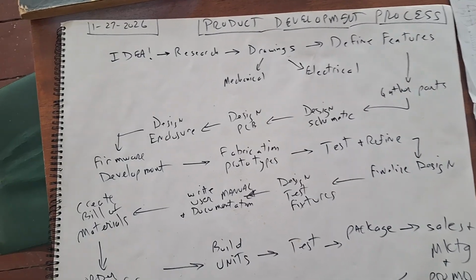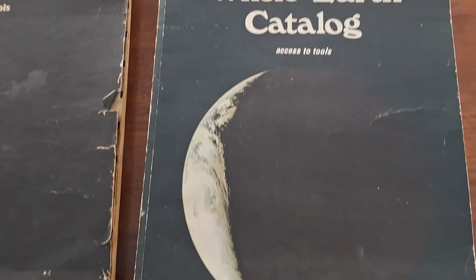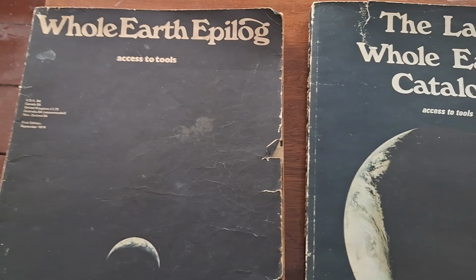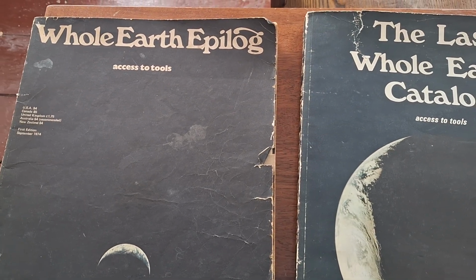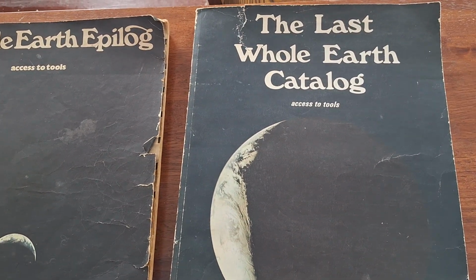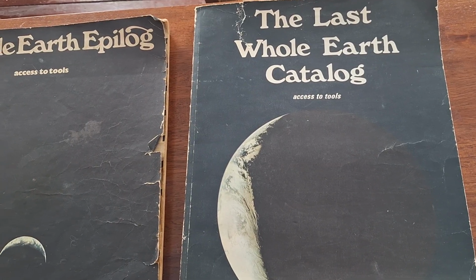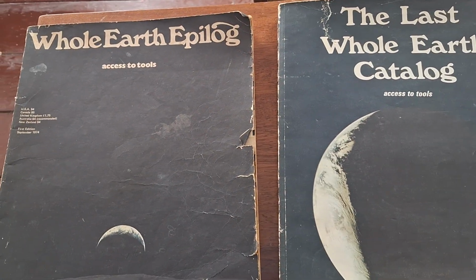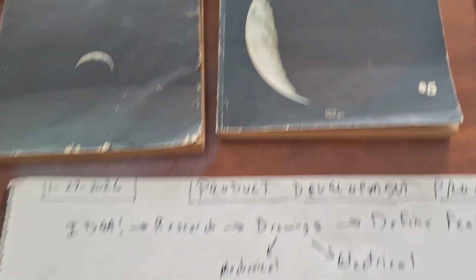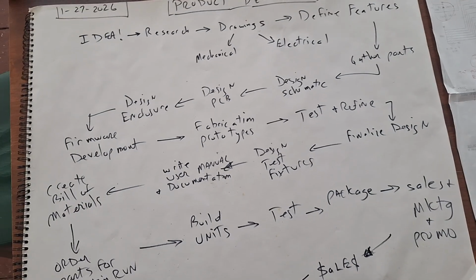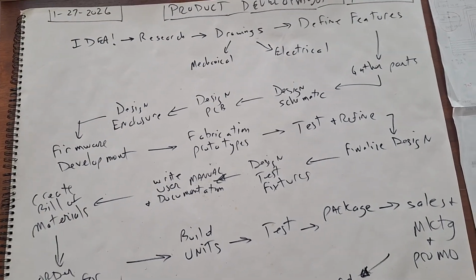And as a side note, I bought these at a thrift store. Two awesome books, Whole Earth Catalog, Whole Earth Epilogue. Great books, a list of books that are useful resources. So these were put out in the 70s. So of course nowadays you've got the internet. And I'm going to give an example of exactly where this has led.